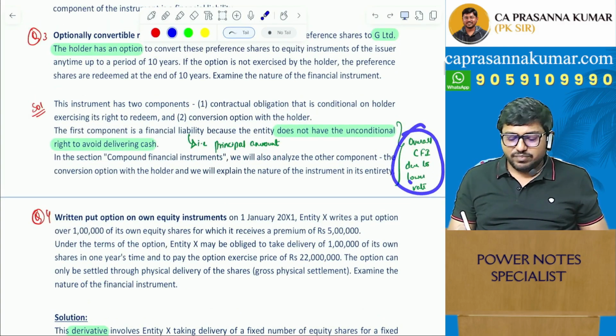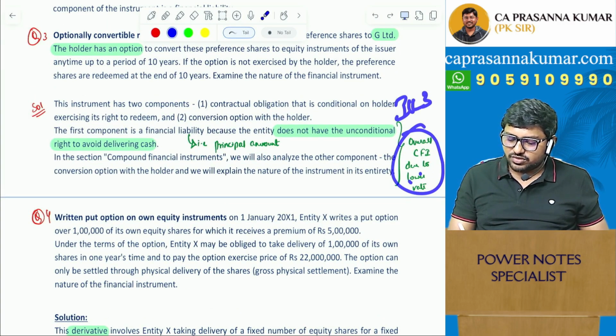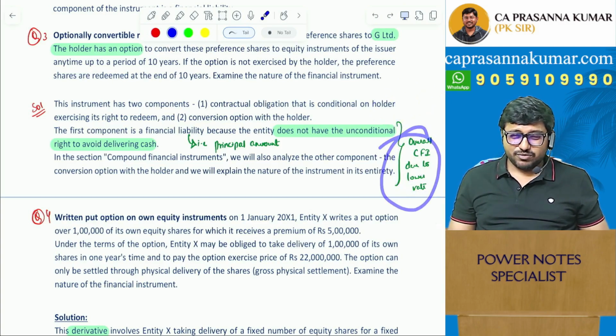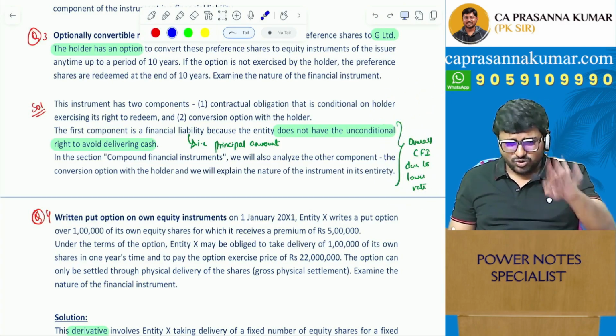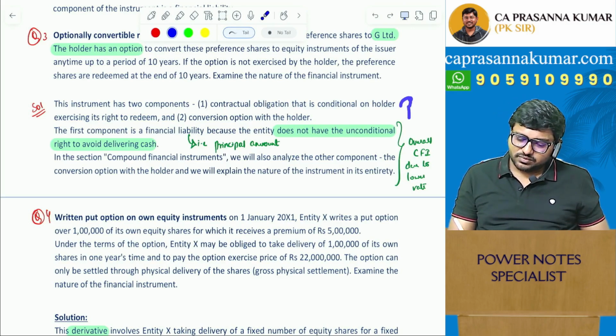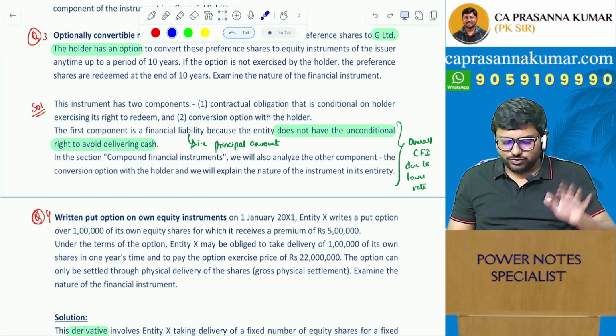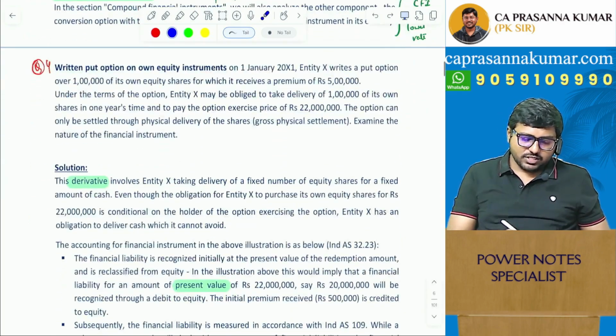Already I gave you a brief idea of what this is in illustration 3. Okay, let's not complicate this right now. Once we do the concept of compound financial instrument, you'll get 100% clarity. Right now, you know this. We have seen this slightly in illustration 3, so it's not something that is totally new for you. Okay. Now let's move on to question number 4.